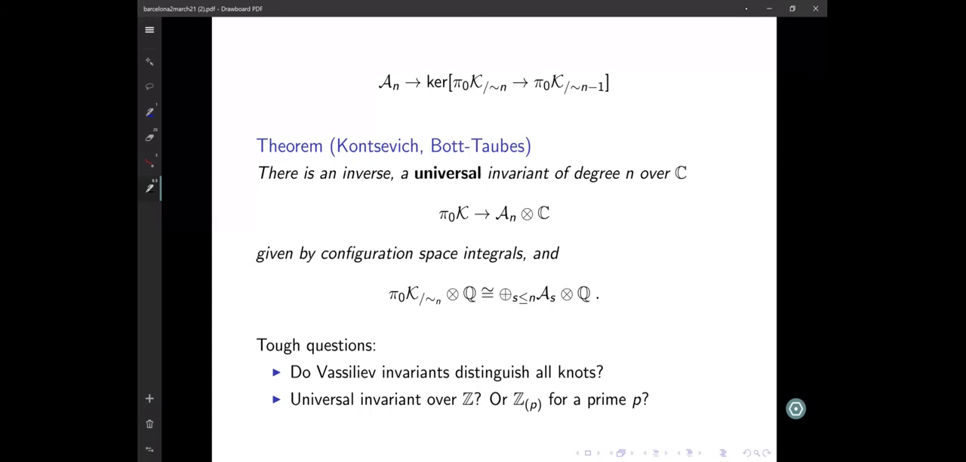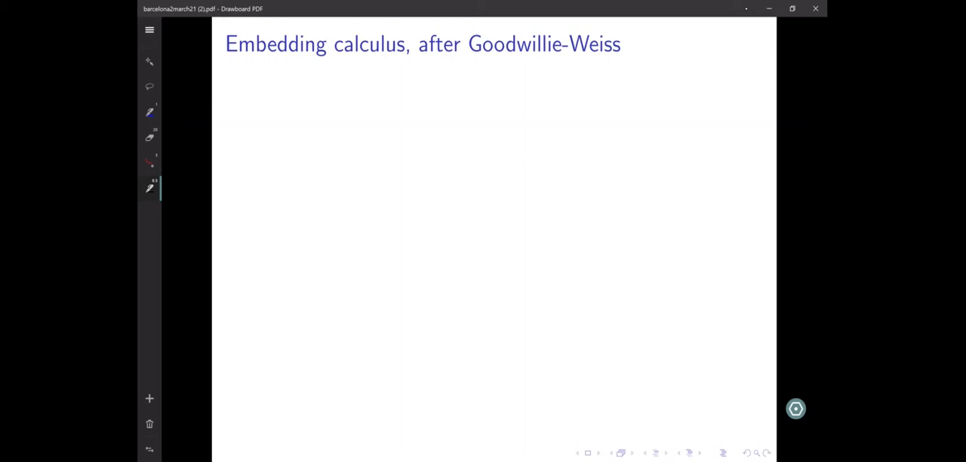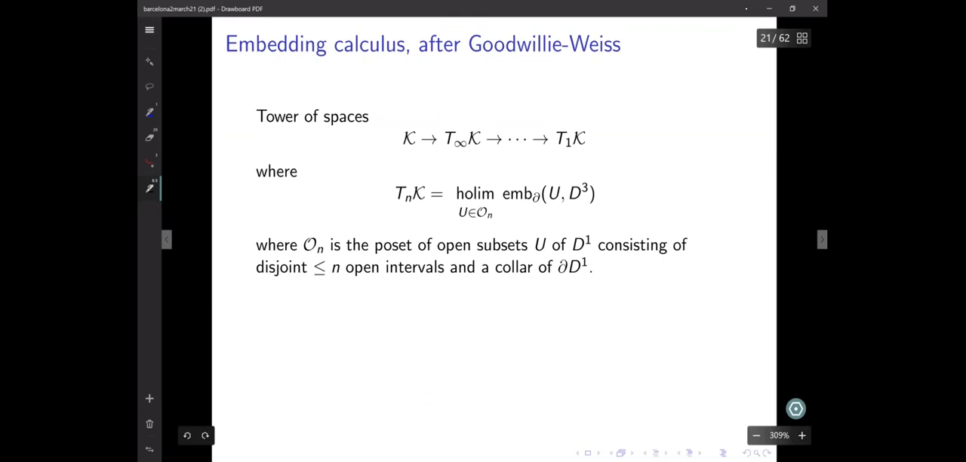And I have to tell you a little bit about embedding calculus, which is due to Goodwillie and Weiss. It comes from algebraic topology, so it's quite different in the way it comes about. Here we have a tower of spaces. K again is the space of knots, and the nth space in this tower is given as this homotopy limit. O_n is the poset of open subsets of the interval D1, which are essentially a collection of open intervals together with a collar of the boundary, with at most n intervals.